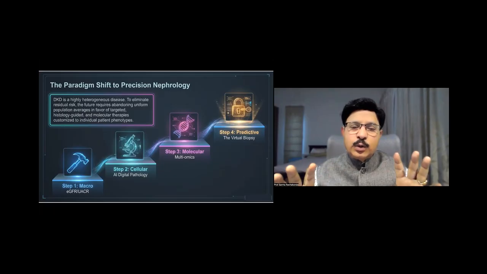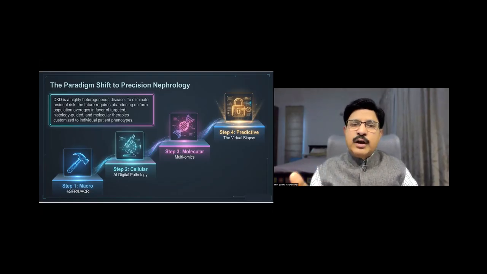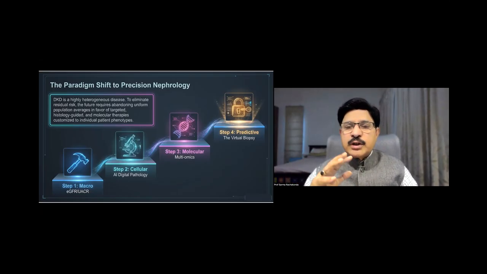The AI doesn't do that. The AI scans the entire specimen and will give you better information, and you have to use that. Step 3 is molecular multiomics. Do the genetic multiomic modeling, and finally the virtual biopsy is coming, and that is called the predictive models. These predictive models are virtual biopsy. Without doing a biopsy, you can predict what happens.